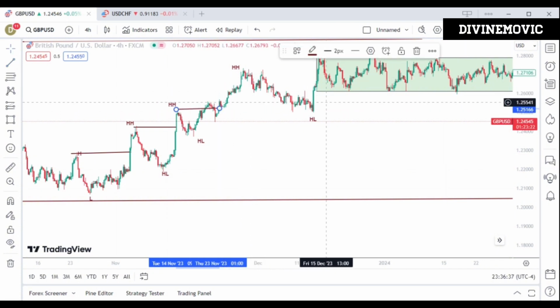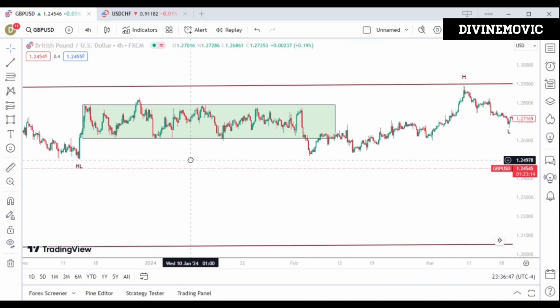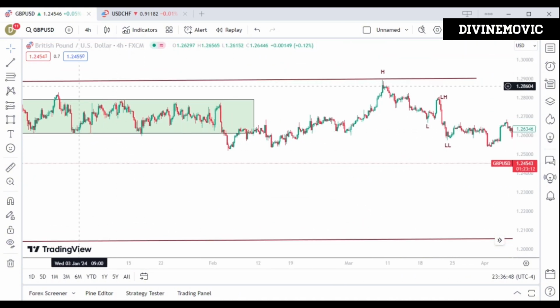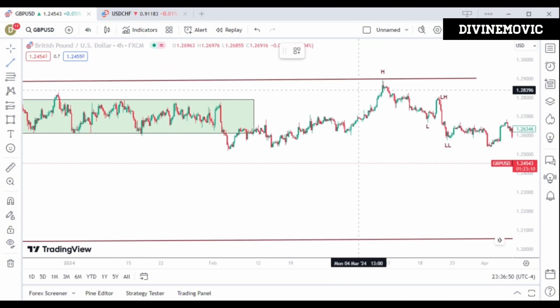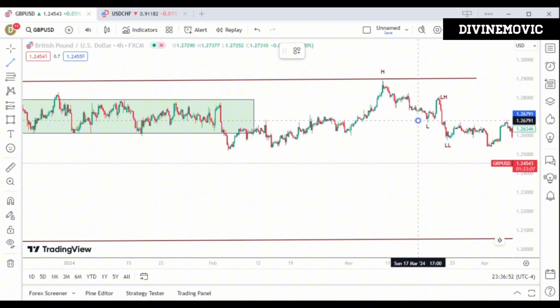Up until price went into a ranging phase. So price was giving us a series of break of structure to this point, up until price went into a ranging phase. And when price got to a ranging phase, price gave us a what? A change of character. So this is the point where price gave us a change of character.